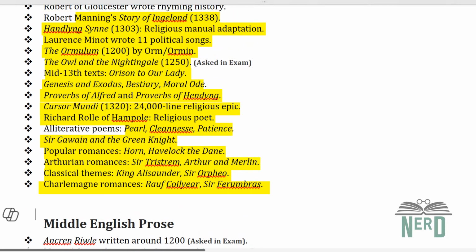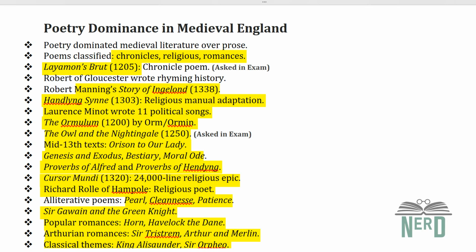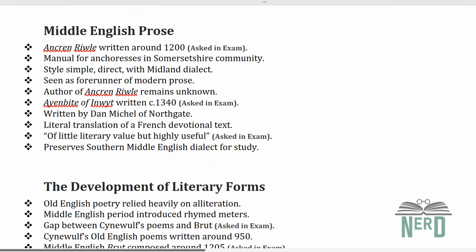So, to sum up, medieval poetry flourished in three forms: chronicles, religious verse, and romances. Together, these works carried history, morality, imagination, and storytelling across centuries, shaping the English literary tradition long before Chaucer arrived.